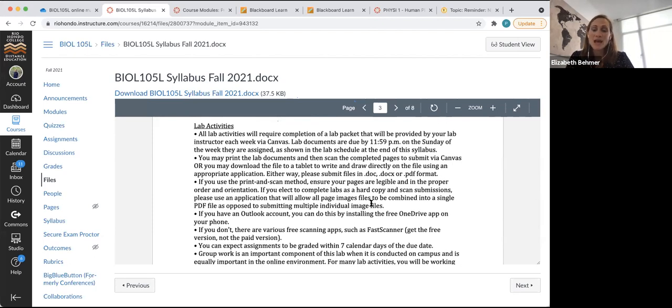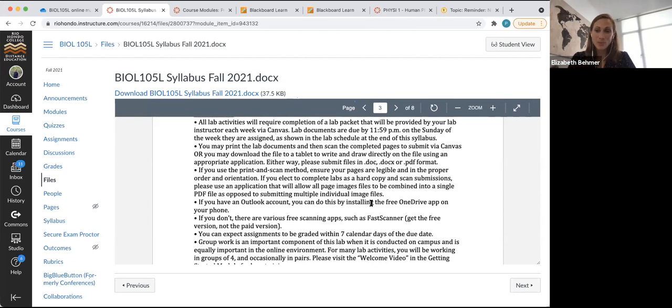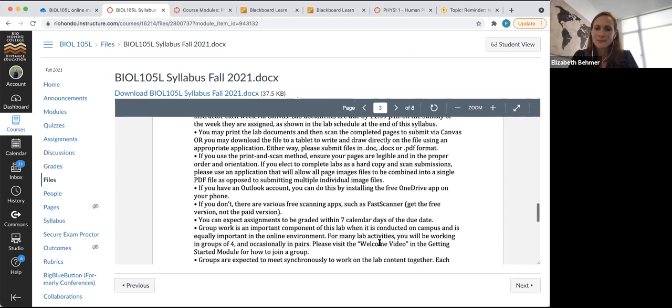Lab activities, like I mentioned, will come in worksheets, and they'll always be due on Sundays at midnight, as well as the quiz from the previous lab. You can print off the lab worksheet, write in your answers if you like to write, and then take pictures and use a scanning app like Fast Scanner. It's a free app that takes your pictures and turns them into a PDF if you want to do that. Or you can download the worksheet and type in your answers. They will always be Microsoft Word documents, so it'll be easy to edit them and type in your answers.